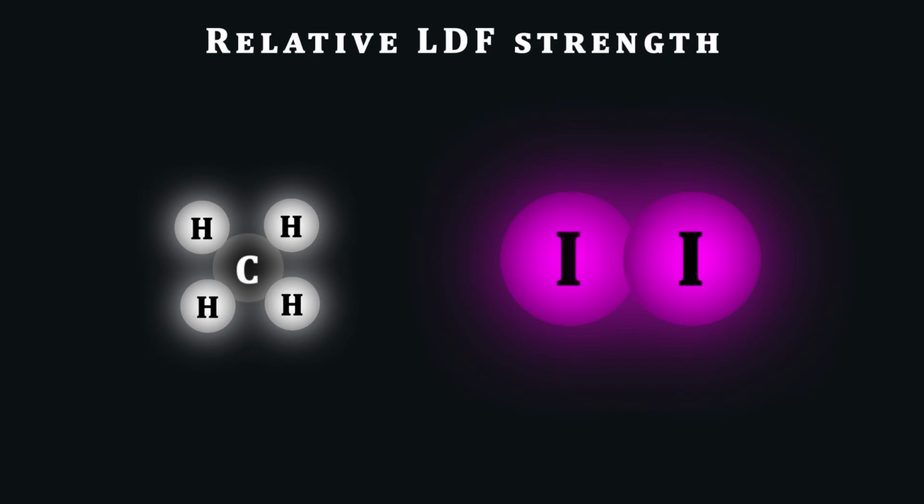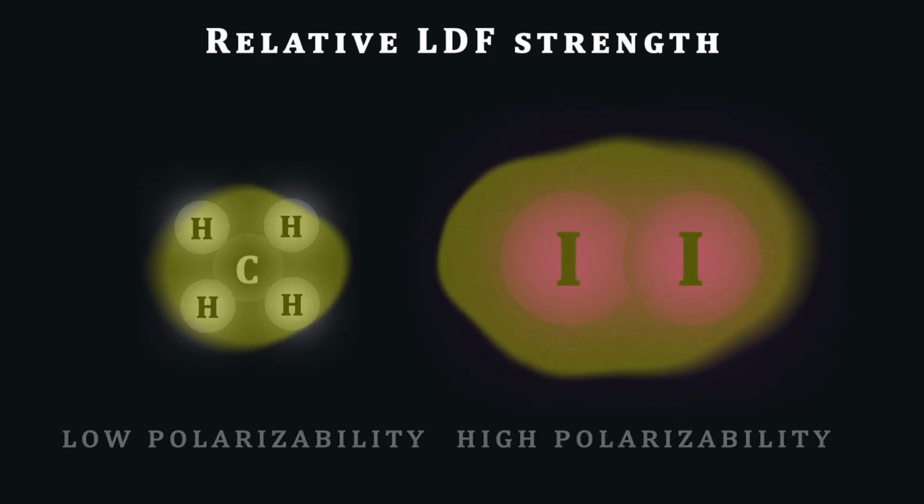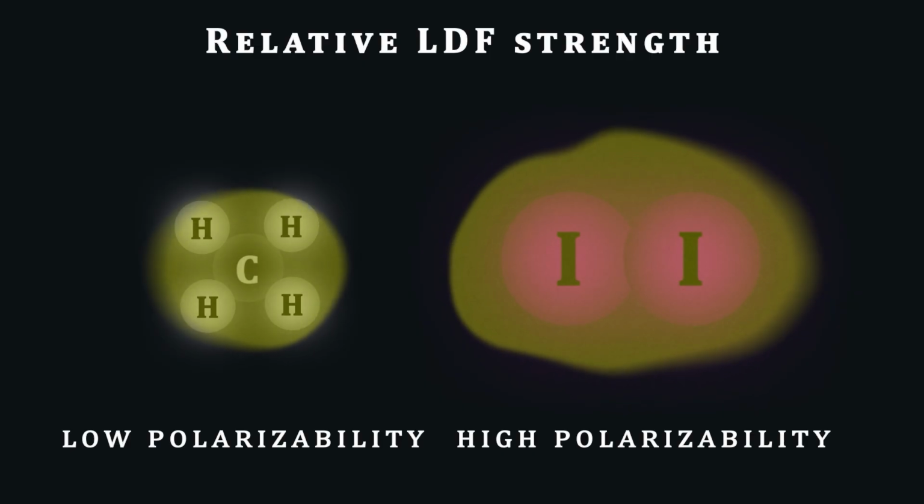The strength of London dispersion forces depends on the number of electrons. More electrons mean a larger, more polarizable electron cloud. Greater polarizability leads to stronger dispersion forces.